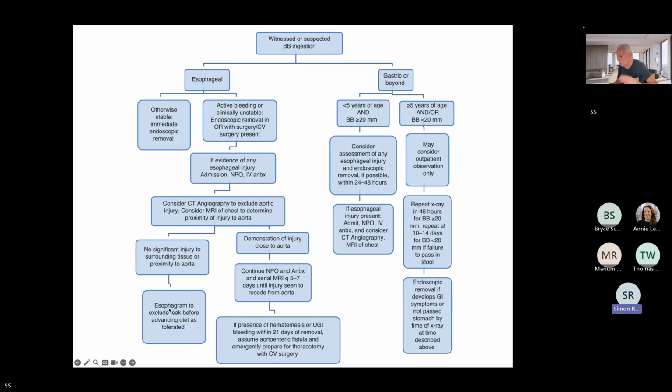Now, Bryce, they call you from Coney Island Hospital. They've got a kid there who ingested a button battery. Kid is asymptomatic. It's in the esophagus. It'll take them an hour to get the patient to Downstate. What are you going to have them do?